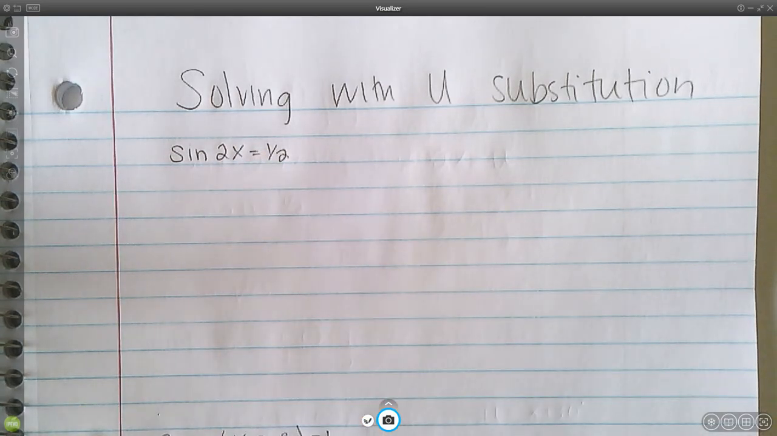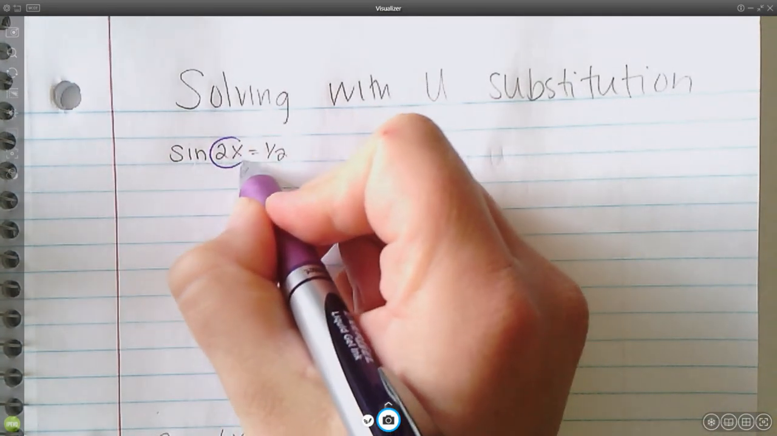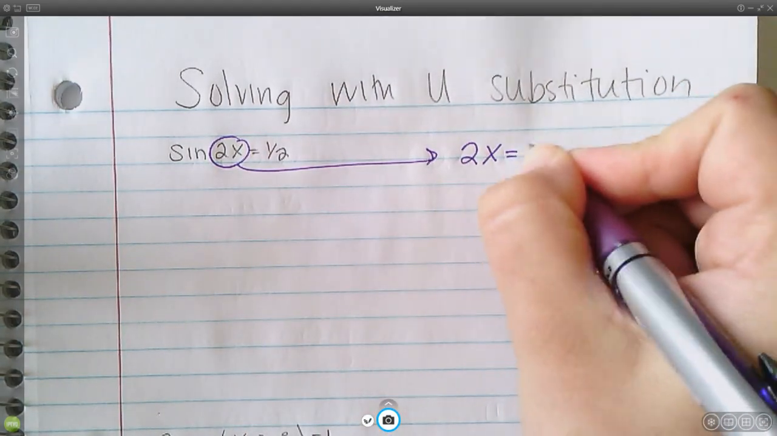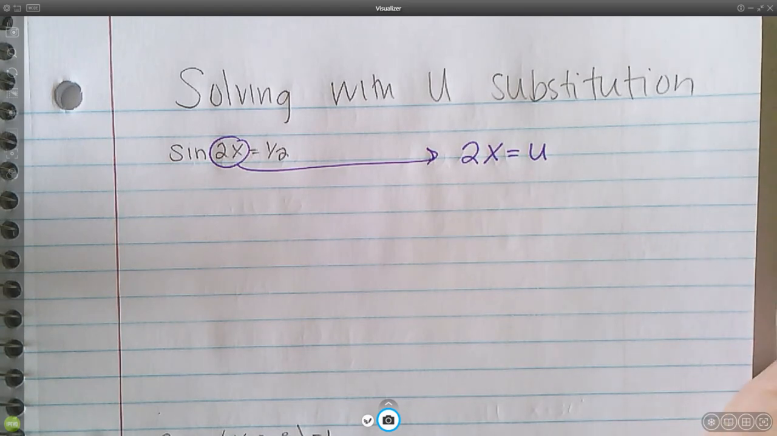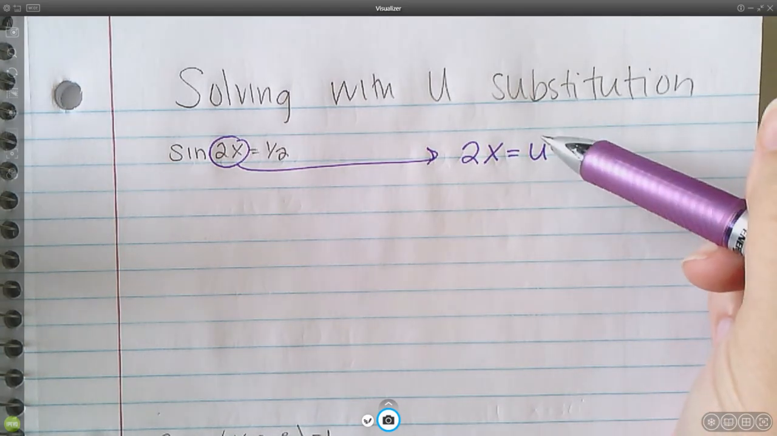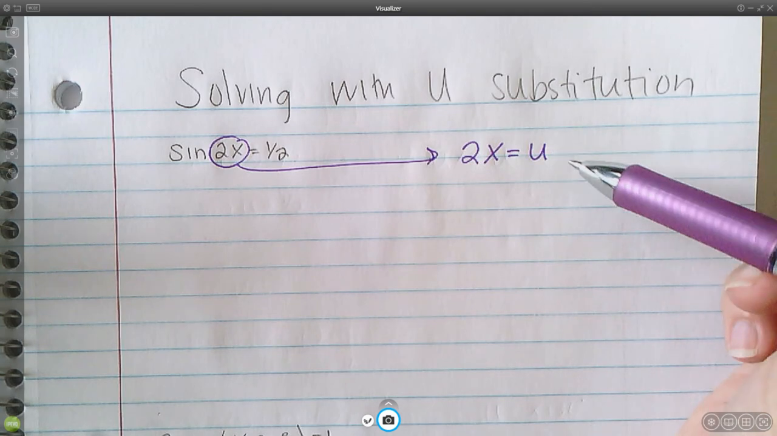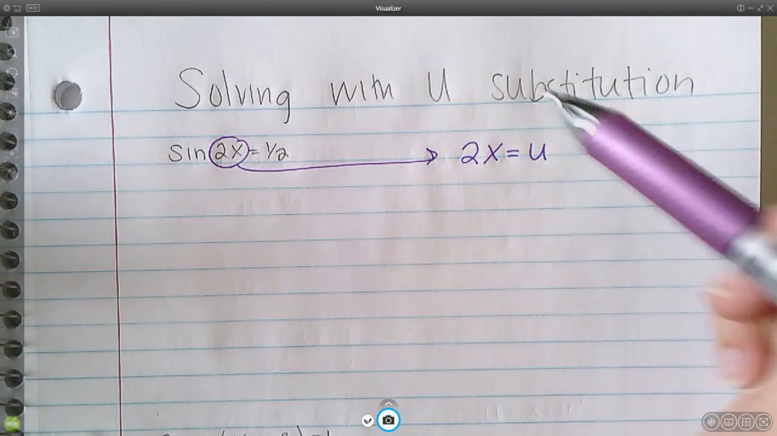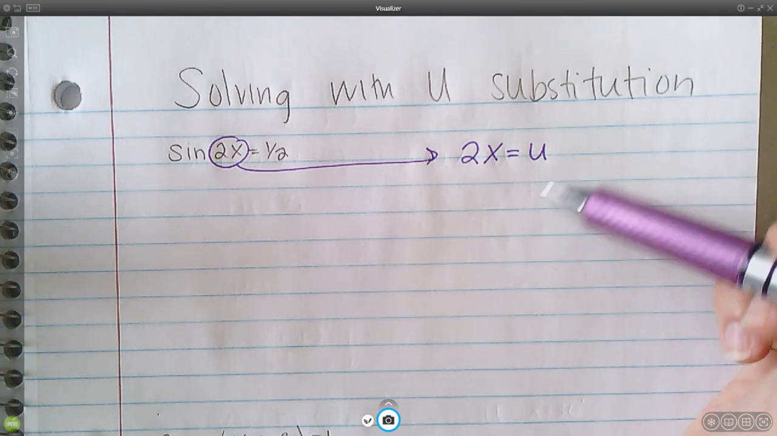So what we're going to do is take this 2x, bring it over here, and say that 2x equals u. I'm not sure really why they use the variable u, but it's just a universal thing. So if you were to look up u substitution on YouTube, you would find this or something similar.